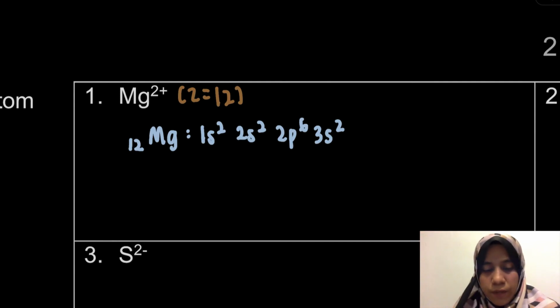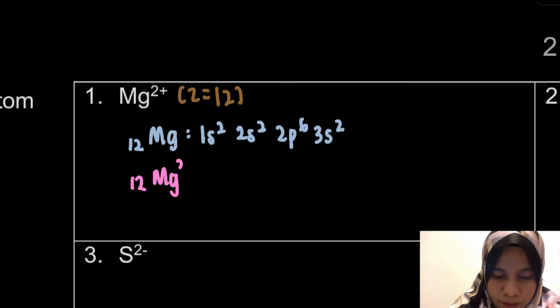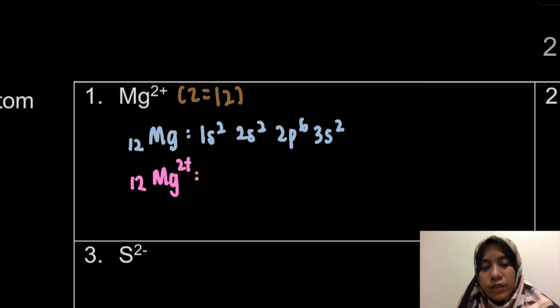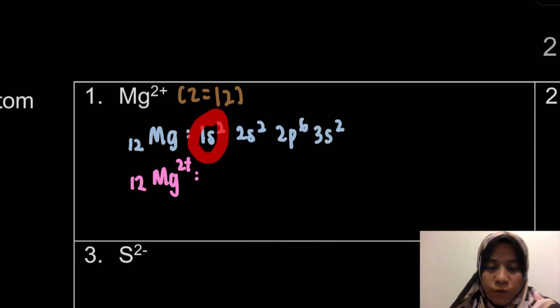But then, what happened is that right now, it is actually 12 magnesium 2 plus. So, what does it mean here? It means that when it has 2 plus, it donated 2 of its electrons. So, once it donates electrons, there is no more 3s2, it has been donated. It will donate the electrons that are furthest, the outermost ones first. It does not donate from 1s2. It donated from the 3s2.